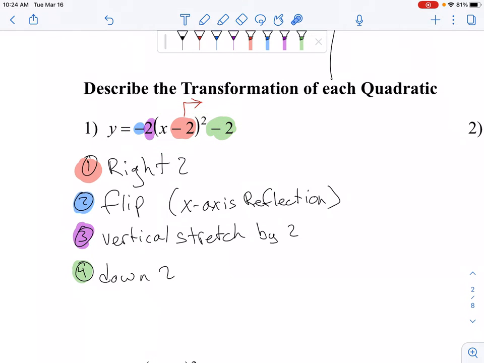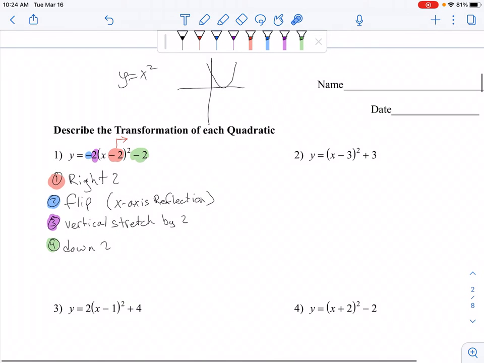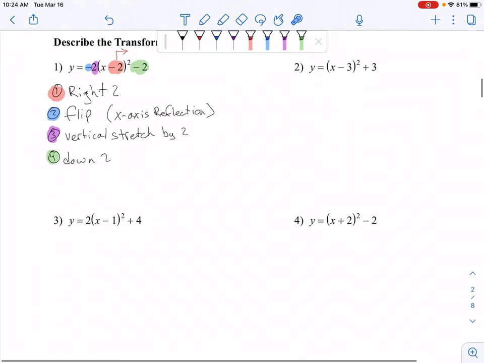With vertex form, we're able to tell what the vertex is. This is called h and k, and it's the opposite. So our vertex here would be (2, -2), and those are coming from here and here. Here's my +2 that I got and my -2 that I got. And so on my graph at (2, -2), which would be down here, and then flipped over. So that would be my quadratic there.